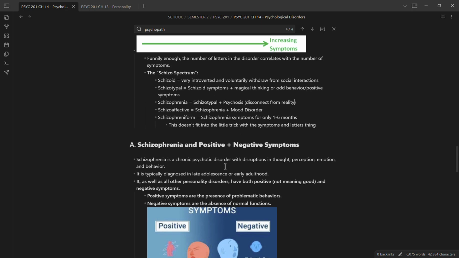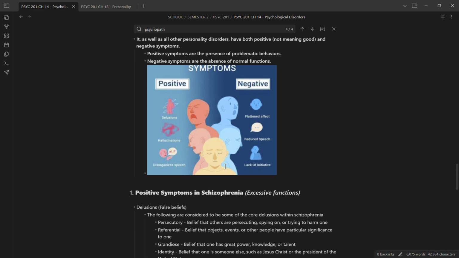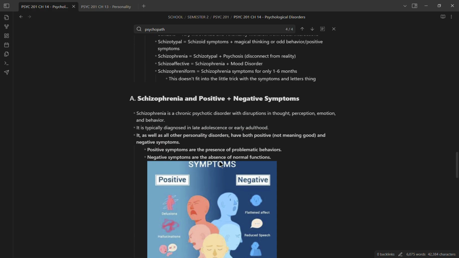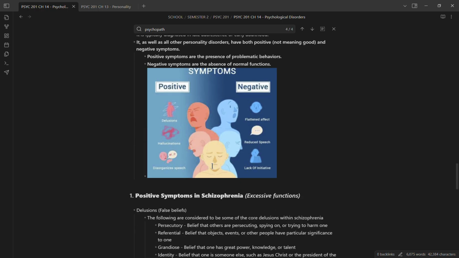Schizophrenia and positive and negative symptoms. Positive and negative symptoms apply to all personality disorders, but we're using schizophrenia as kind of a conduit for looking at this, right? So, schizophrenia is a chronic psychotic disorder with disruptions in thought, perception, emotion, and behavior. It's typically diagnosed in late adolescence or early adulthood. It, as well as other personality disorders, as I mentioned, have both positive, which again doesn't mean good, and negative symptoms. Positive symptoms are the presence of problematic behaviors. Negative symptoms are the absence of normal functioning. Alternatively, positive symptoms again are excess functions.